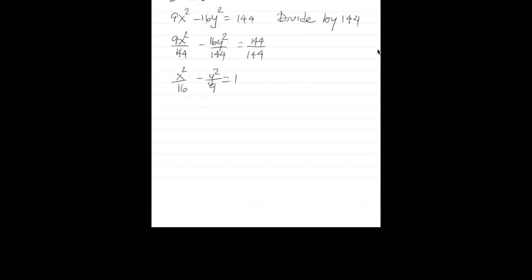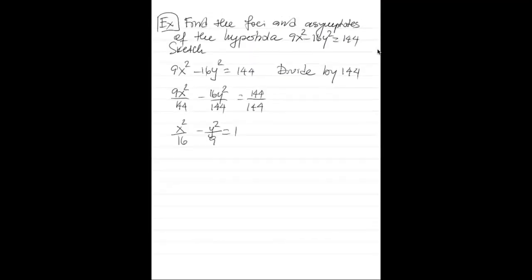So from this equation now, we can figure out what a is, and that is 4, because the denominator is a squared, so a is 4, and b is 3. So we can find c squared equals a squared plus b squared, 16 plus 9 equals 25. So c equals 5. If c equals 5, then the foci would be at, let's write both of them together, plus minus 5 and 0, or you can write them separately.